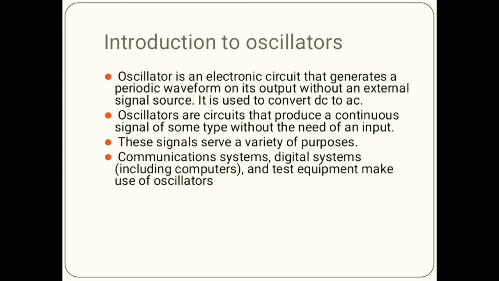Introduction to oscillator. An oscillator is an electronic circuit that generates a periodic waveform on its output. Without an external signal source, it is used to convert DC to AC. Oscillators are circuits that produce a continuous signal of some type without the need of an input. These signals serve a variety of purposes. Communication systems, digital systems including computers, and test equipment make use of oscillators.